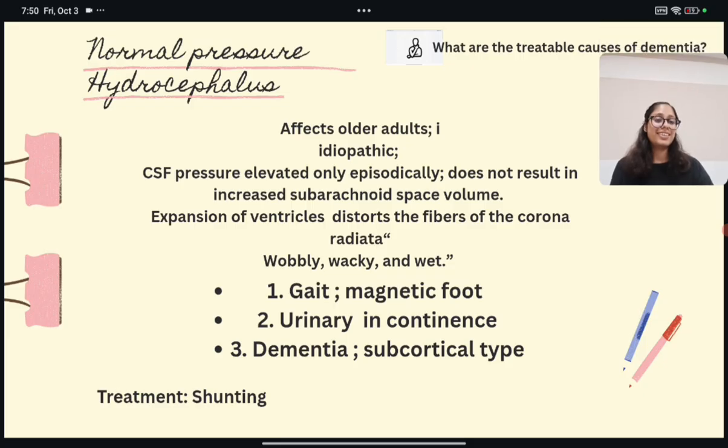Now, this is a question for you. What are the treatable causes of dementia? If anyone has studied psychiatry, then you would know the treatable causes of dementia. And please do comment and let me know what you are thinking about it.